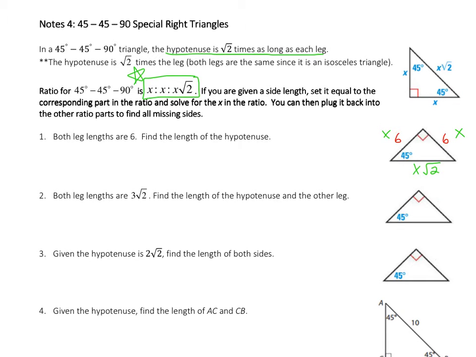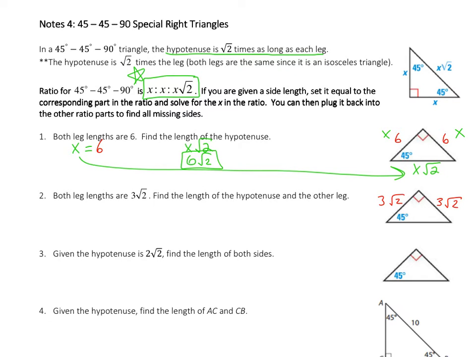If you're given a side length, so here we have a number that's paired up with one of my variables, I'm going to set it equal to that corresponding part of the ratio. So I know that my green x will equal 6. If I know that my green x is 6, I can put it into all other parts of my triangle. The hypotenuse was x square root 2, but now I know my x is 6, so my hypotenuse will be 6 square root 2.